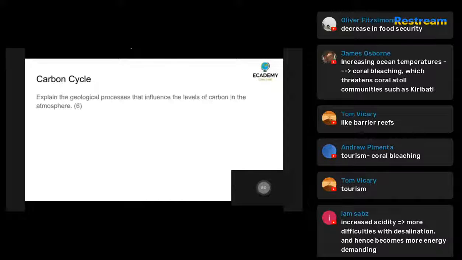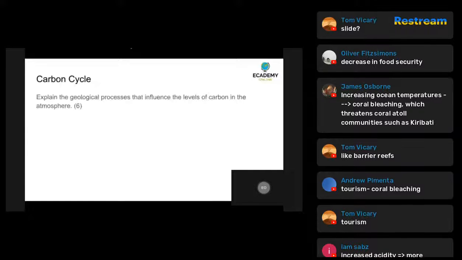Decrease in food security, increasing ocean temperatures, coral bleaching, which threatens coral communities in Kiribati, like barrier reefs, tourism, coral bleaching. Yep, tourism coming up again and again. Increase acidity, leading to difficulties with desalination, which has become more energy demanding. Okay, I'm not sure what you're referring to, but I'm sure it's on the right tracks.